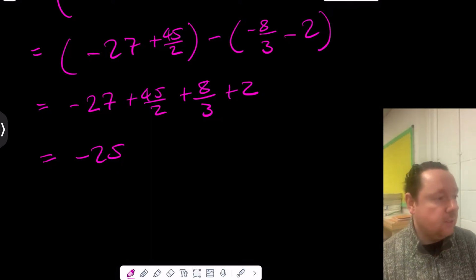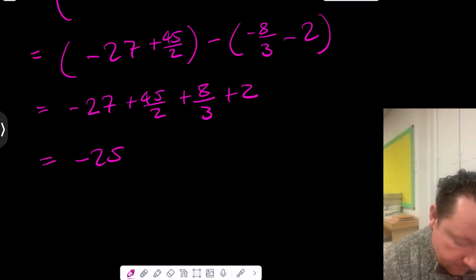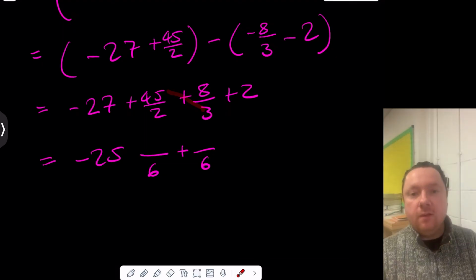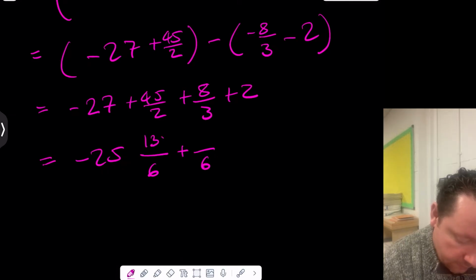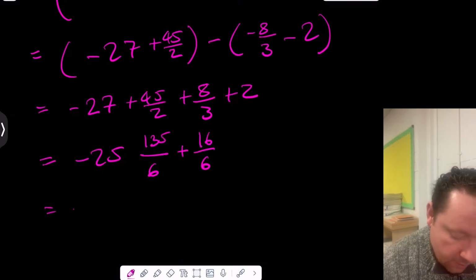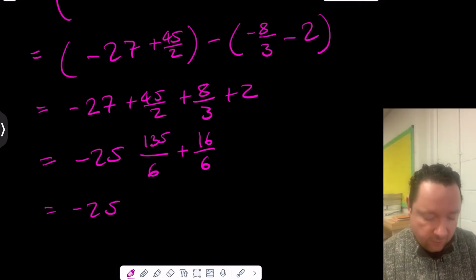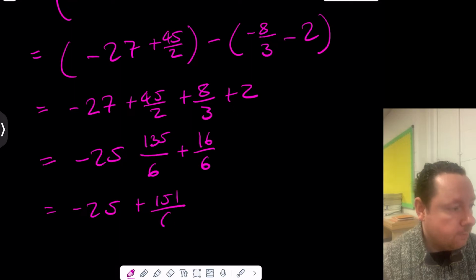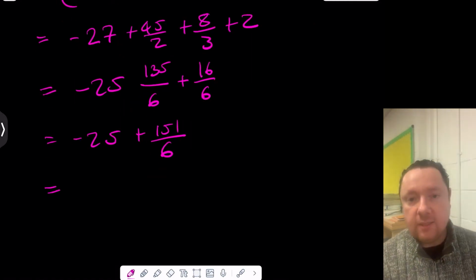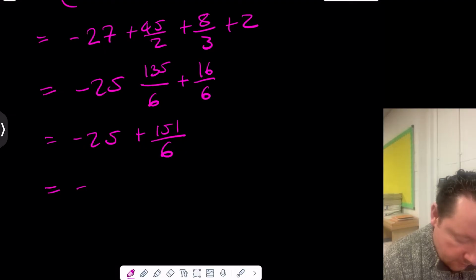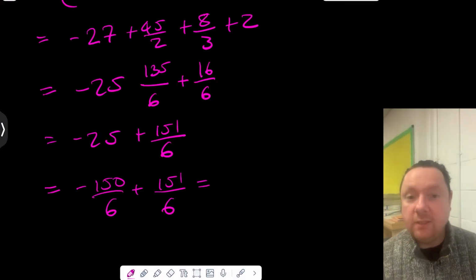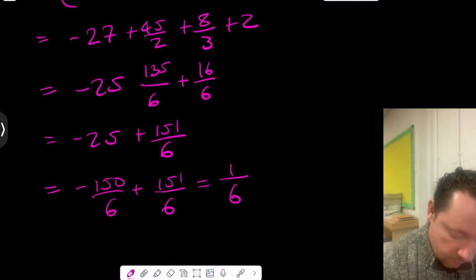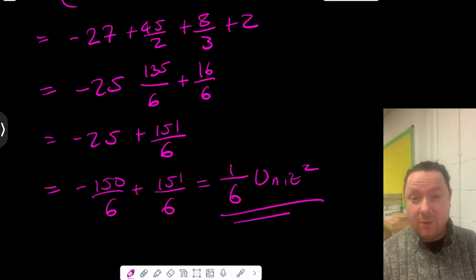Doing the fraction bits, you can make a common denominator of 6. 3 times 45 is 135. 2 8s is 16. So that's minus 25, 135 plus 16, 151 over 6. 25 times 6 is 150, so that's minus 150 over 6 plus 151 over 6. 151 minus 150 is just 1. So the answer is 1 over 6 square units. Again, don't worry if you can't do the number manipulation, it's really only worth 1 mark.